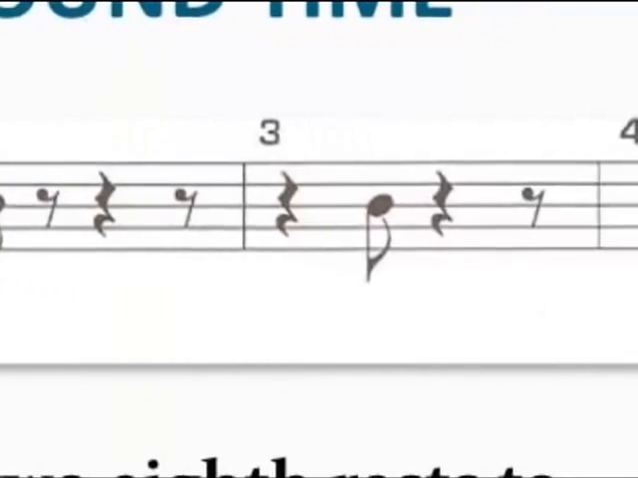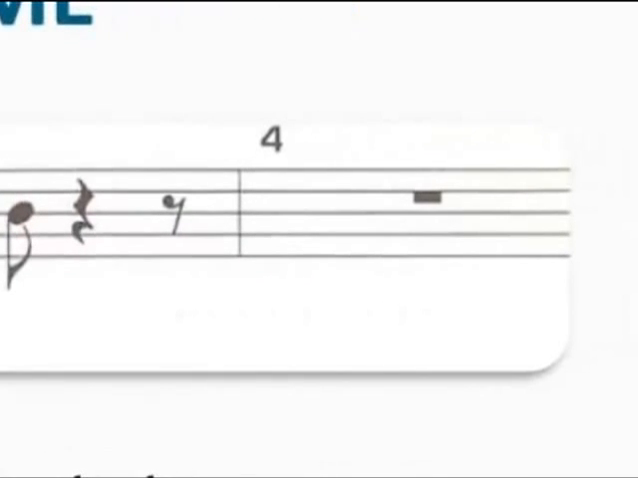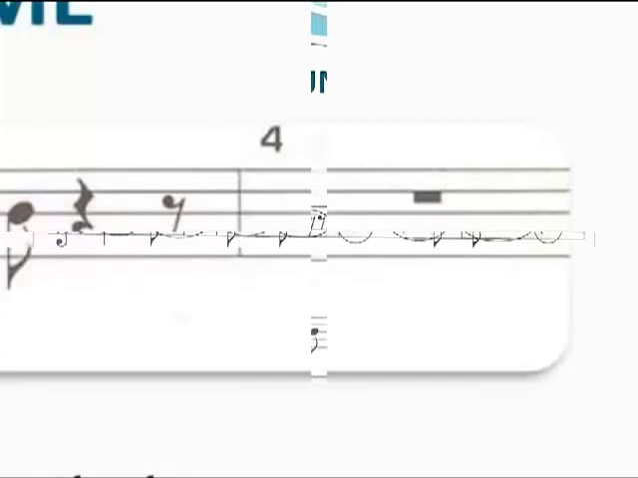The third example is also correct. You can use a quarter rest to join the first and the second pulses or beats together. And of course you can use a dotted quarter rest instead of the quarter and eighth rest. Always remember that a whole measure rest is a whole measure rest is a whole measure rest.